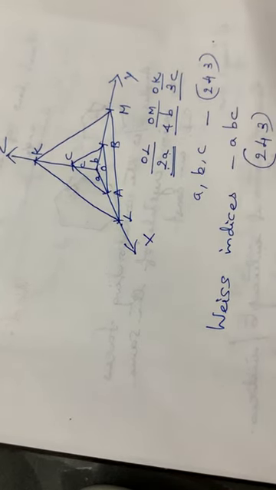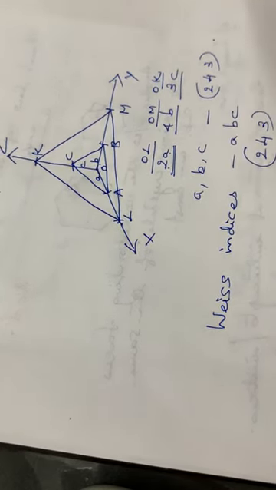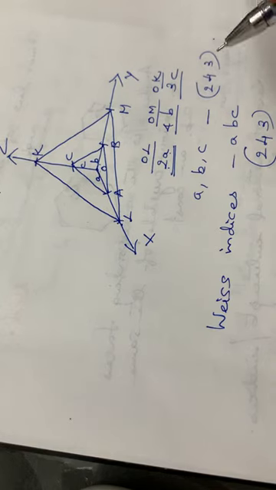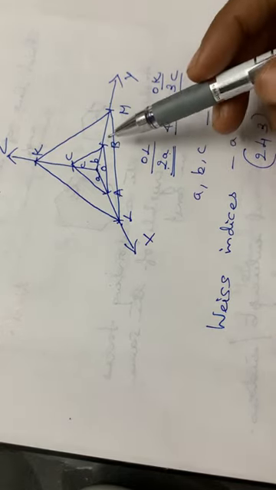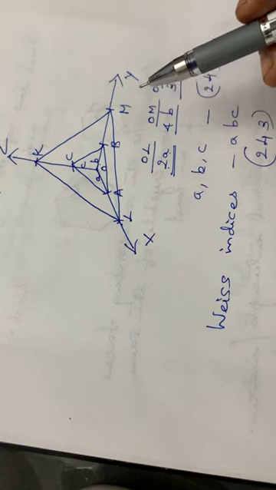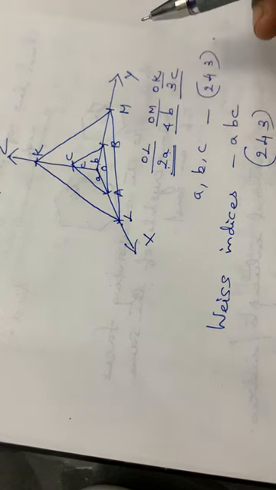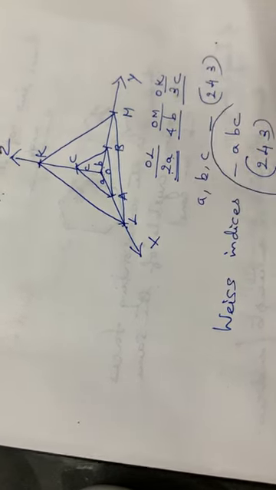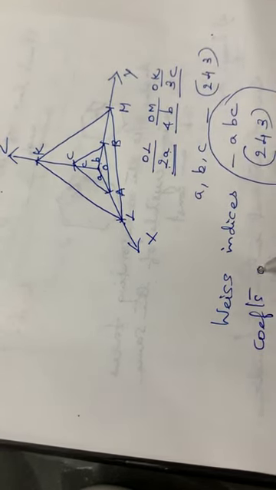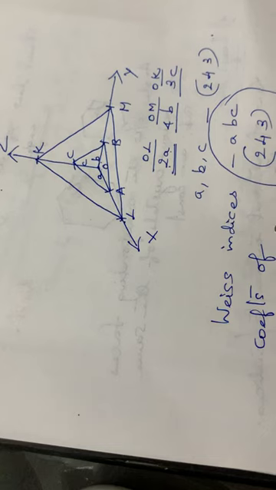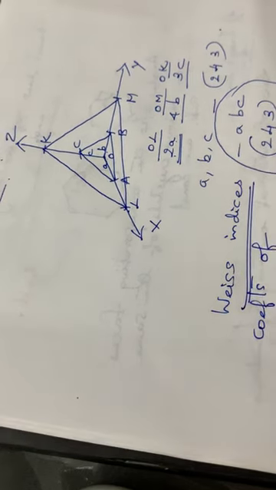It is very simple. In this way we can represent any crystal in terms of the Weiss indices. You just have to write the coefficients of A, B and C. A, B, C are the unit cell dimensions or the unit cell edge lengths, isn't it? So Weiss indices means the coefficients of A, B and C.